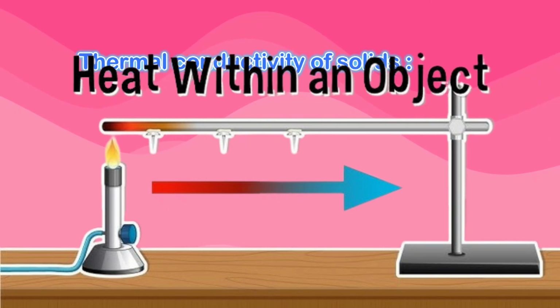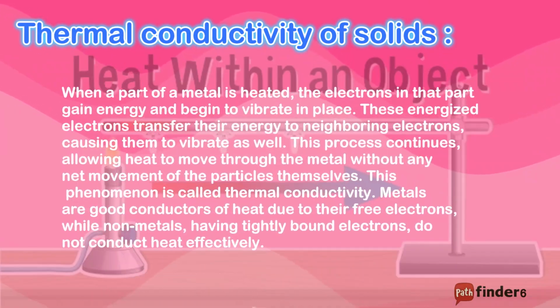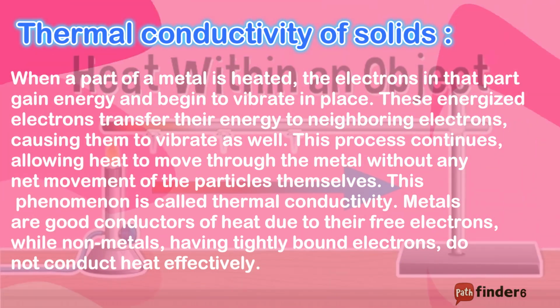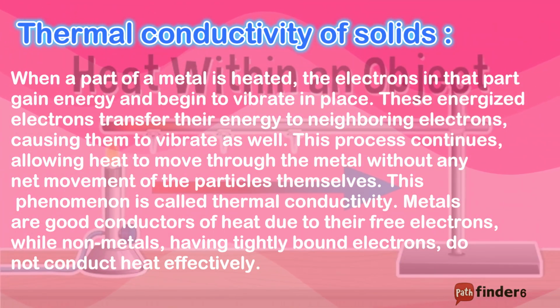Thermal conductivity of solids. When a part of a metal is heated, the electrons in that part gain energy and begin to vibrate in place. These energized electrons transfer their energy to neighboring electrons, causing them to vibrate as well. This process continues, allowing heat to move through the metal without any net movement of the particles themselves. This phenomenon is called thermal conductivity. Metals are good conductors of heat due to their free electrons, while non-metals, having tightly bound electrons, do not conduct heat effectively.